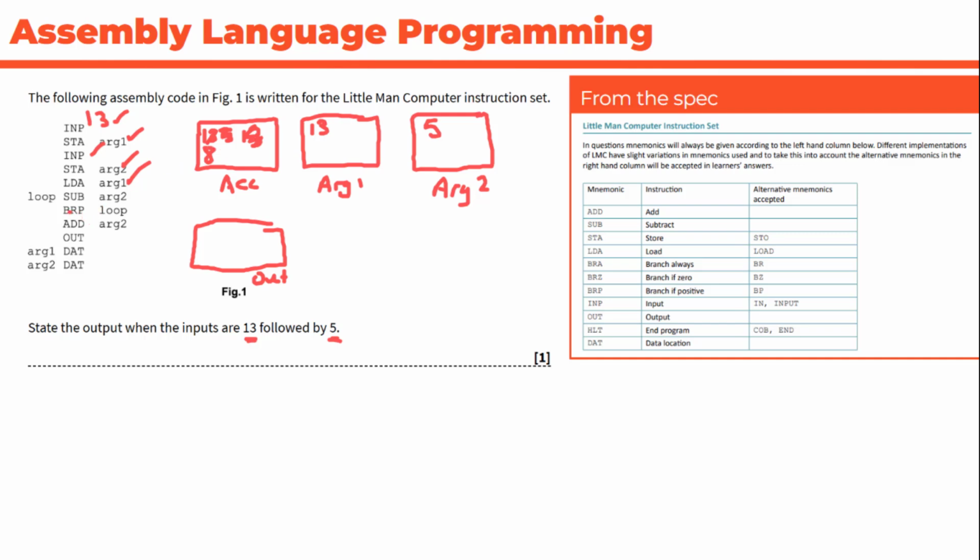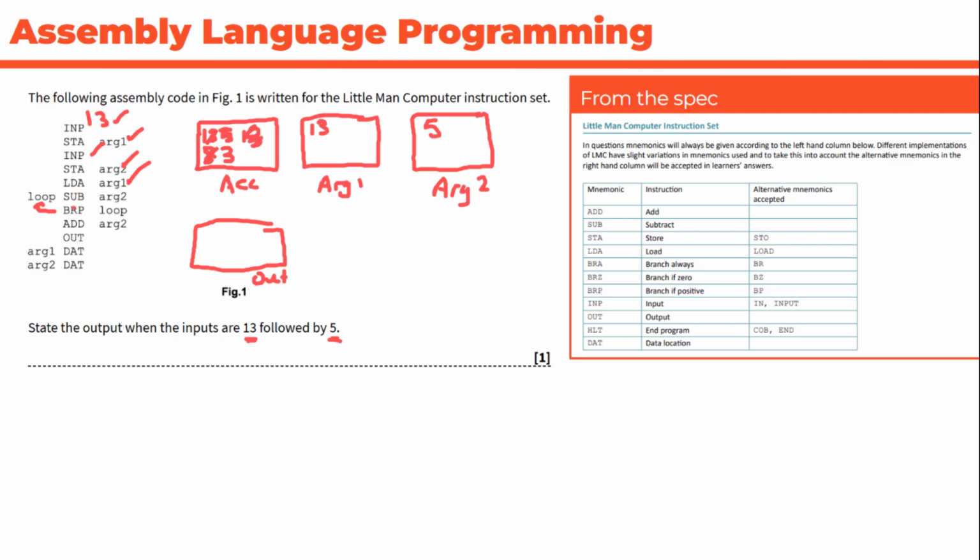It says branch if positive. Okay, branch if positive. Is that a positive number? Yes. So it says go to loop. So we jump from here back up to loop. And we subtract argument 2 again. So we take 5 from 8. What does that leave us with? Leaves us with 3. Okay, strange, but there we are.